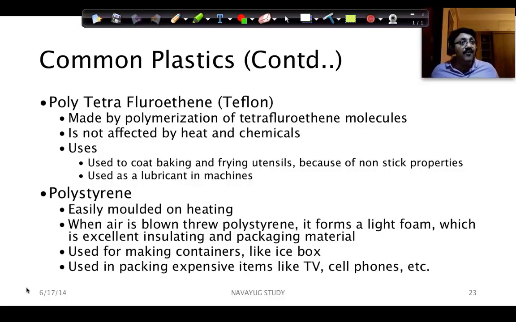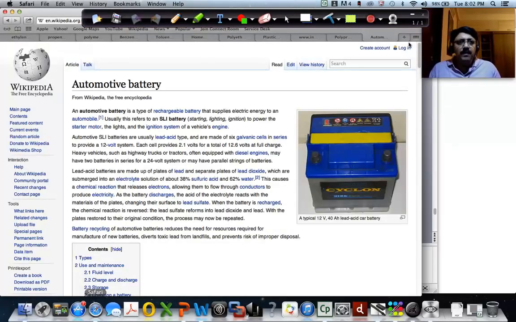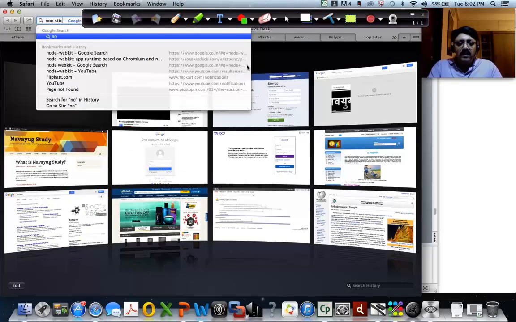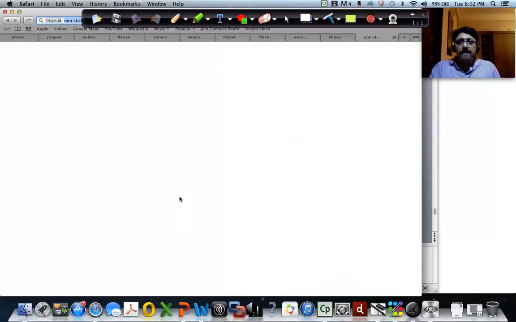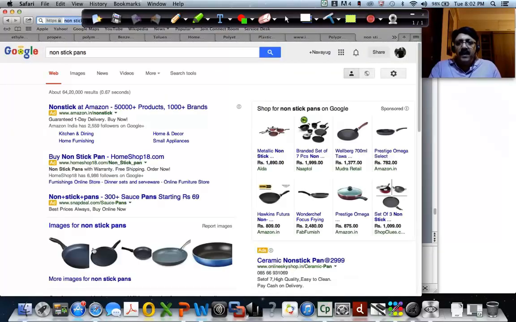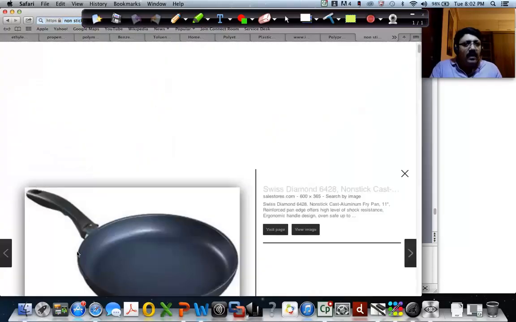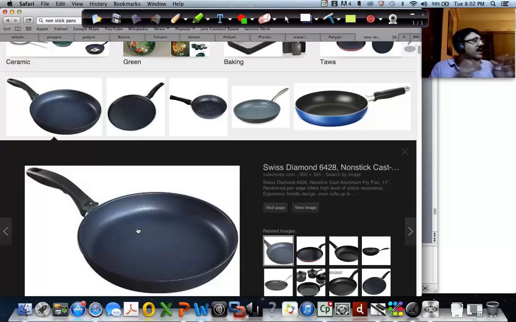polytetrafluoroethene, Teflon. The example for Teflon is the non-stick pan. I don't know whether you've seen non-stick pans, right? I want to show you a non-stick pan, which is used in cooking. So this is a non-stick pan, which is very often used by your mother for cooking. The reason is nothing sticks to it, so it's very easy to cook in that.